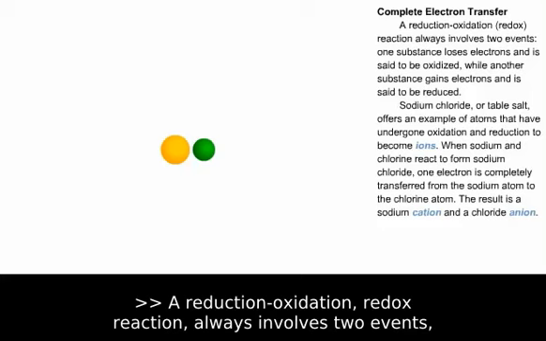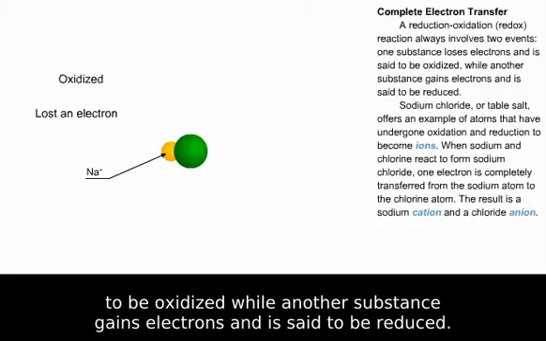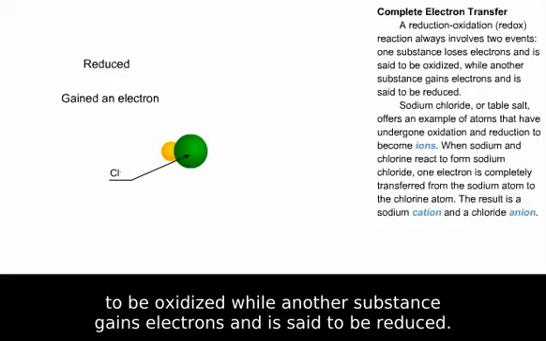A reduction-oxidation (redox) reaction always involves two events. One substance loses electrons and is said to be oxidized, while another substance gains electrons and is said to be reduced.